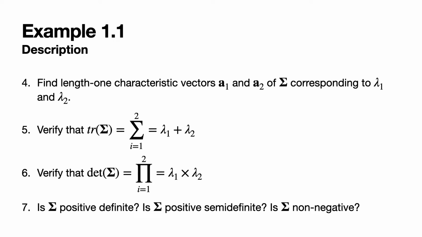Now, once we've done all that, we're going to verify some of the results that we saw in a previous lecture video. In particular, we're going to verify that the trace of cap sigma is in fact equal to the sum of the characteristic roots, so lambda 1 plus lambda 2. We'll then verify that the determinant of cap sigma is equal to the product of the characteristic roots, so lambda 1 times lambda 2. We'll then answer the following questions.